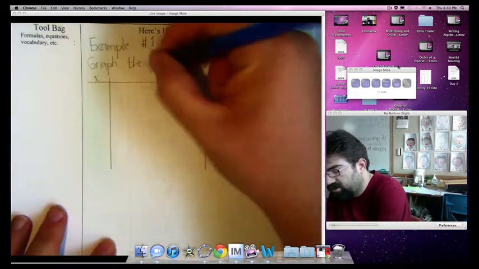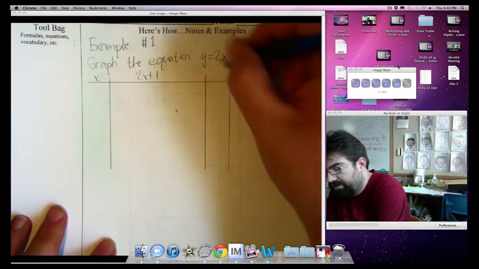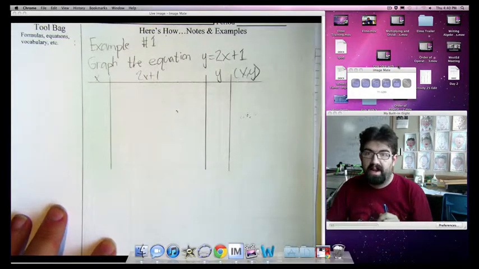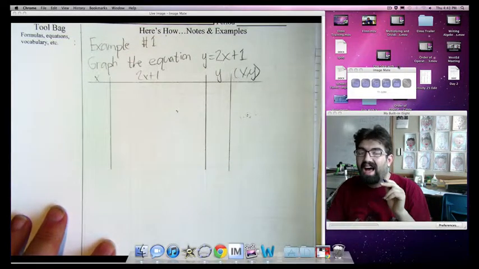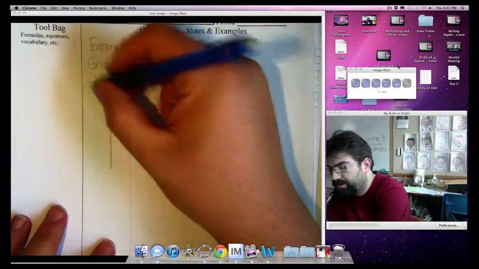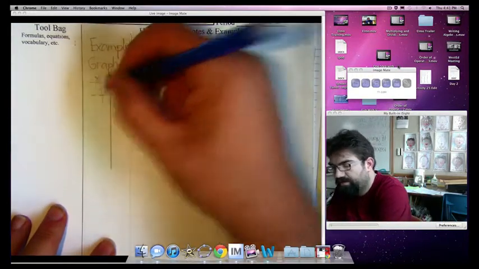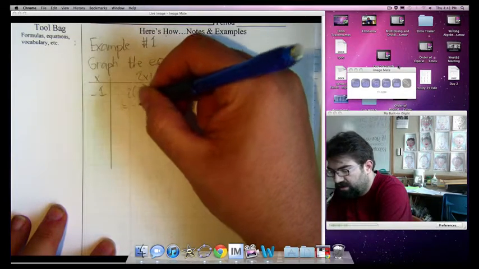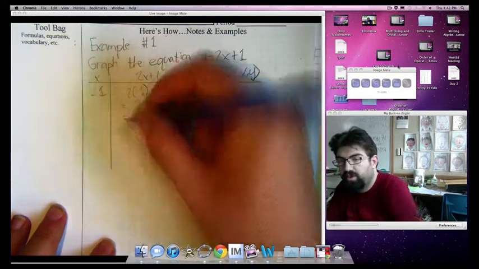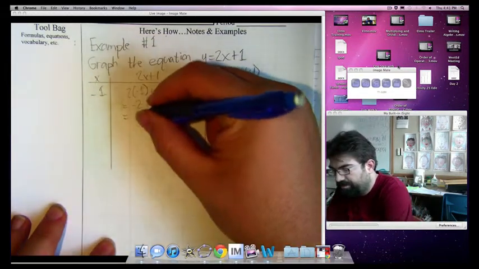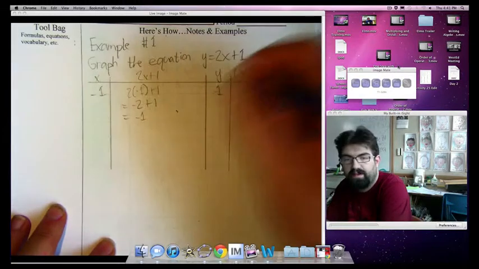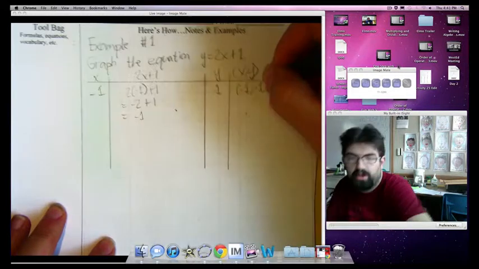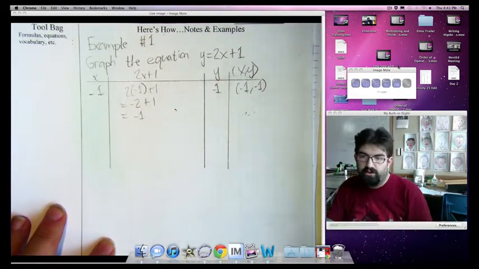Here we go. X, 2x plus 1, y, x, y. Because this is the goal. I have to have the ordered pairs. That is the whole point. By the way, I'm going to fly through this because this is something you should already know how to do. I'm going to choose a negative. Let's go with negative 1. 2 times negative 1 plus 1. Well, that's equal to negative 2 plus 1, which is equal to negative 1. Y is then equal to negative 1. And my point is negative 1, comma, negative 1. So that is my first ordered pair.